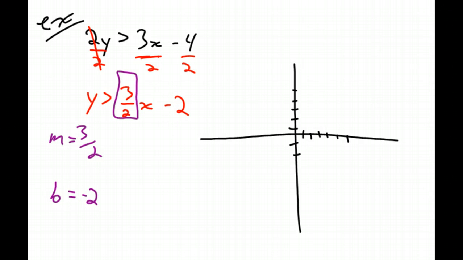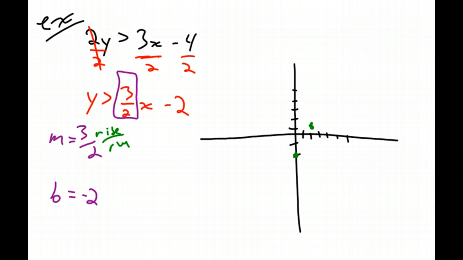1, 2, 3, 4, 5. Banana, banana. Okay, so there's my y-intercept. Slope is 3 over 2, so rise over run. So I'm going to go up 3, up 1, 2, 3, over 2, and I can put a dot.